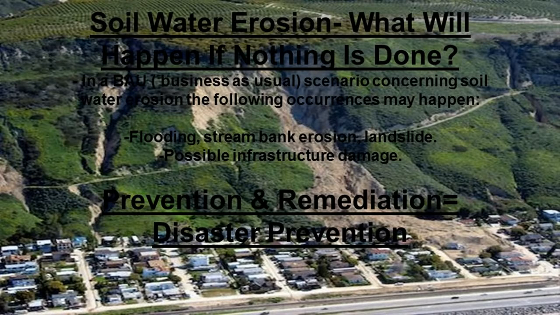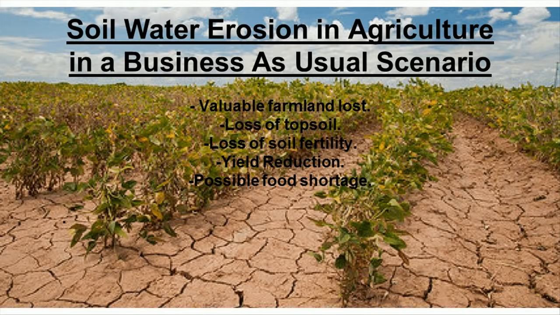Soil water erosion. What will happen if nothing is done? In a business as usual scenario concerning soil water erosion, the following occurrences may happen: flooding, stream bank erosion and landslide, and possible infrastructure damage. Soil water erosion in agriculture in a business as usual scenario may lead to valuable farmland lost, loss of topsoil, loss of soil fertility, yield reduction, and possible food shortage.